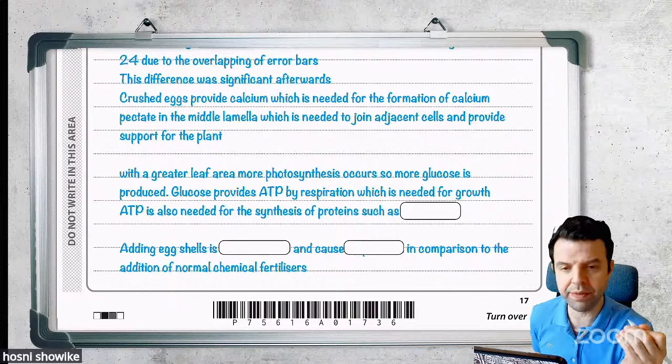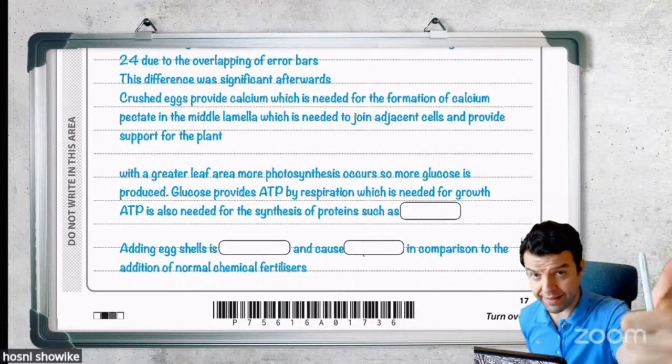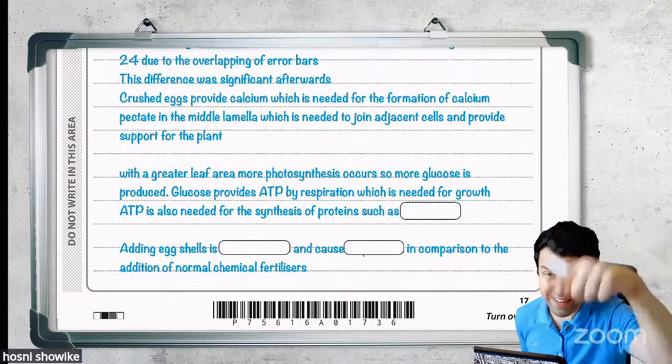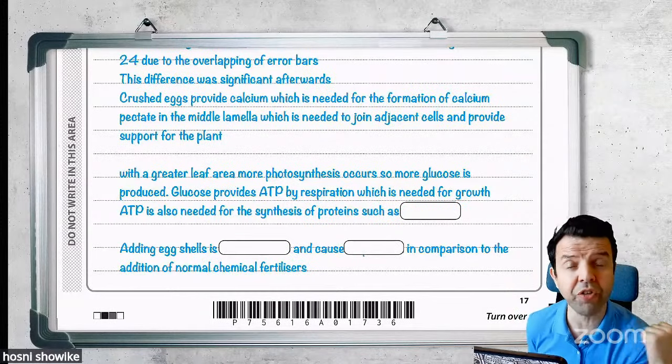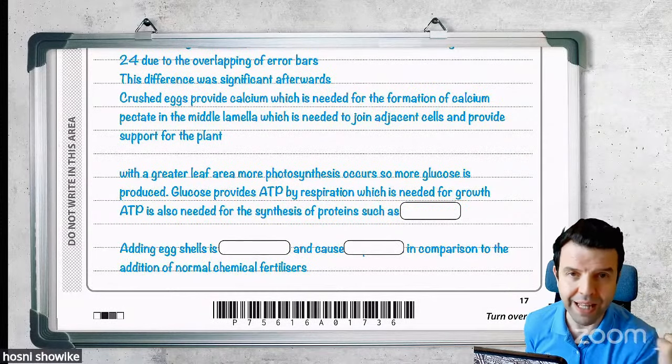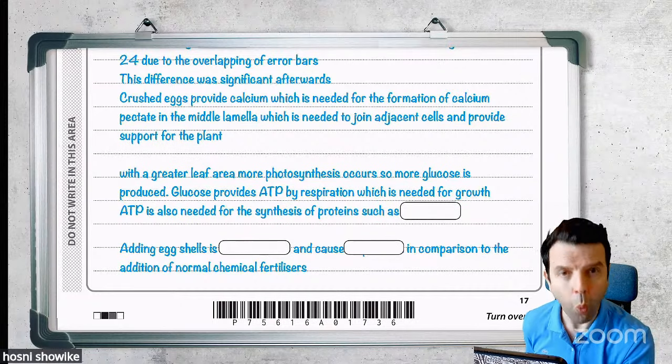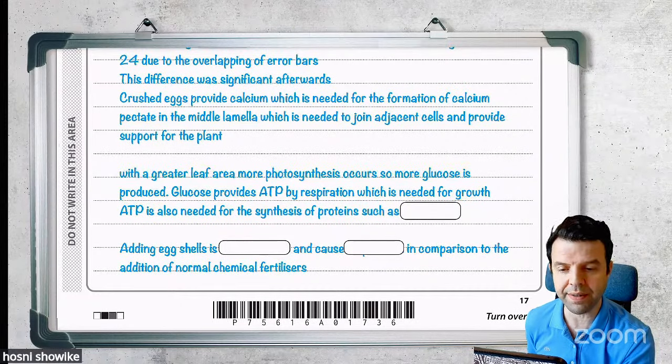Name a protein needed for growth. You can say enzymes. But in this context, especially because of the last graph, what was the last graph about? Chlorophyll. Tell them one necessary protein is chlorophyll.